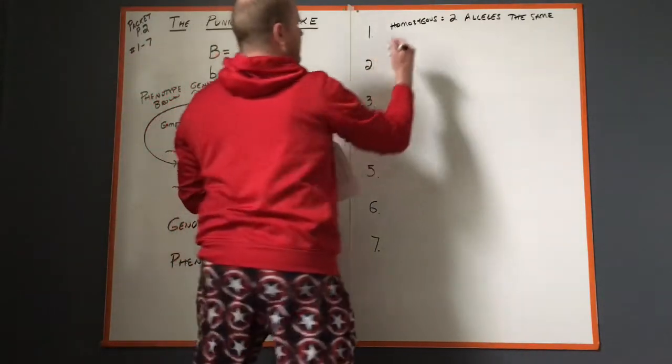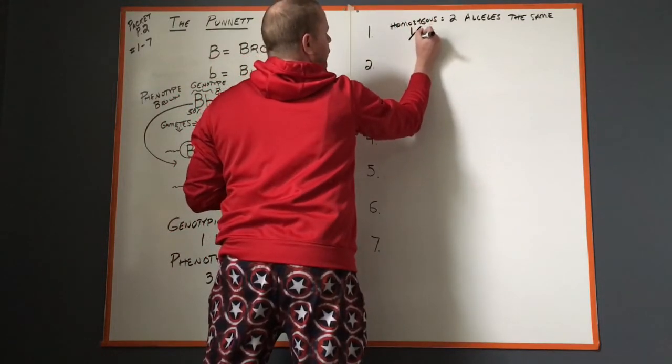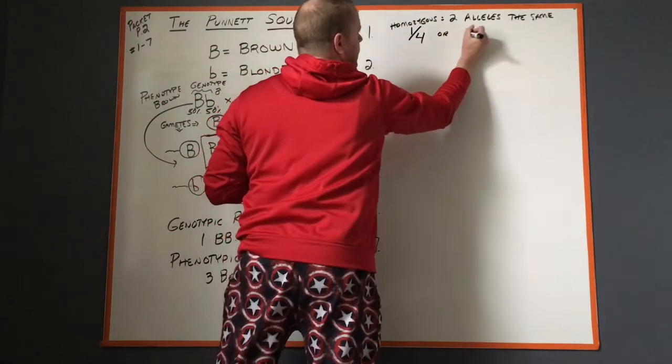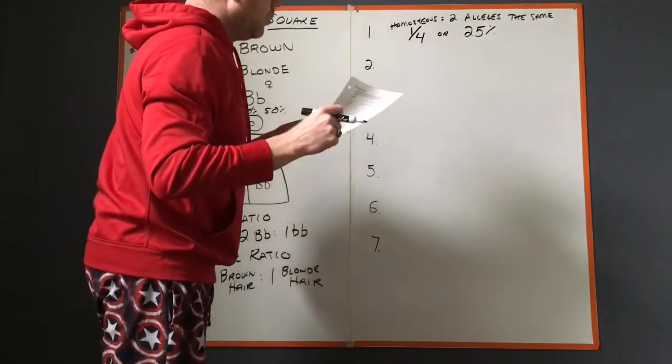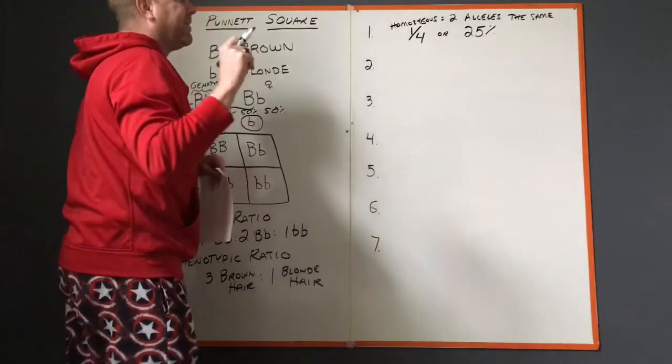And so what are the chances? It would be 1 out of 4, or we could even put that in a percentage of 25%. Number 2, what are the chances of the offspring having blonde hair?